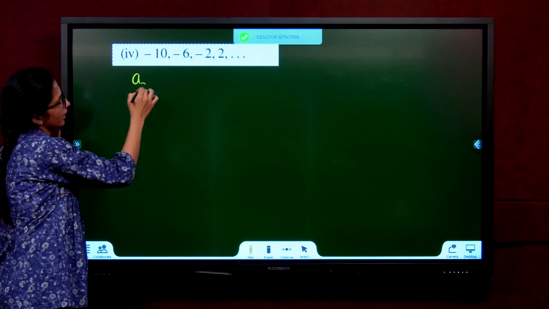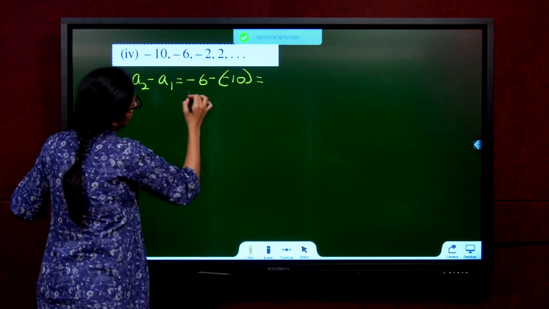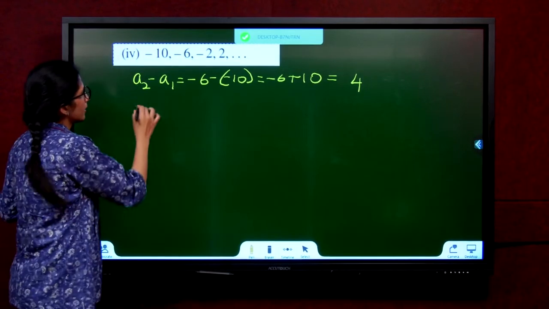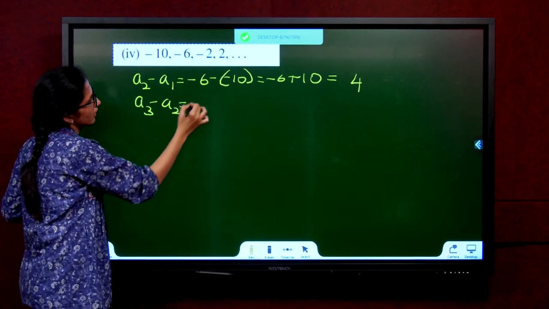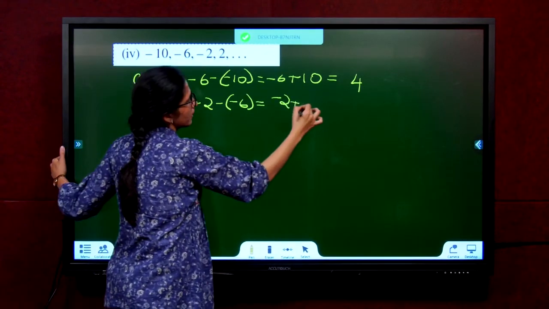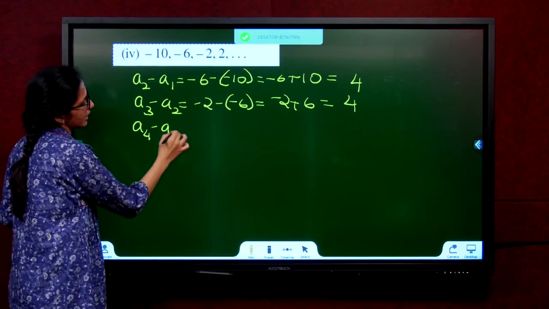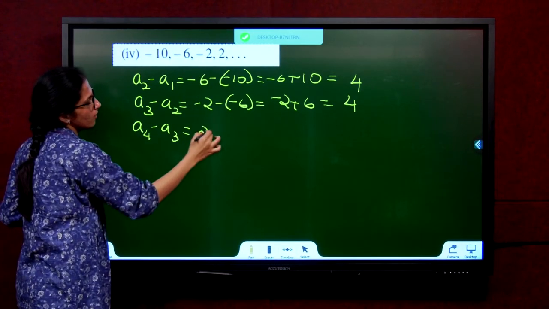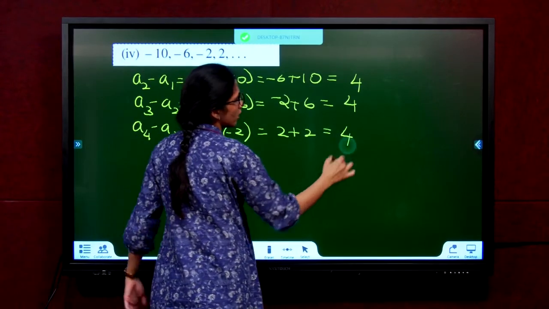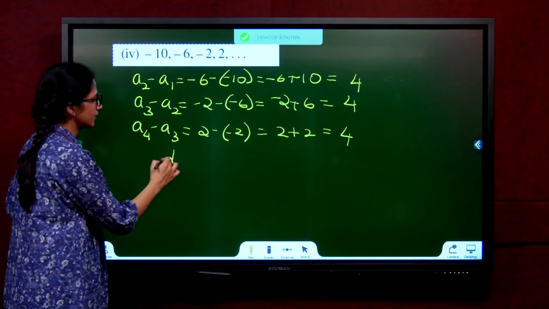Okay, next one. A2 minus A1: minus 6 minus of minus 10, minus 6 plus 10, 4. A3 minus A2: A3 is minus 2 minus of minus 6, minus 2 plus 6, 4. A4 minus A3: A4 is 2 minus of minus 2, 2 plus 2, 4. In all the three cases we have the same difference, therefore the common difference is 4.